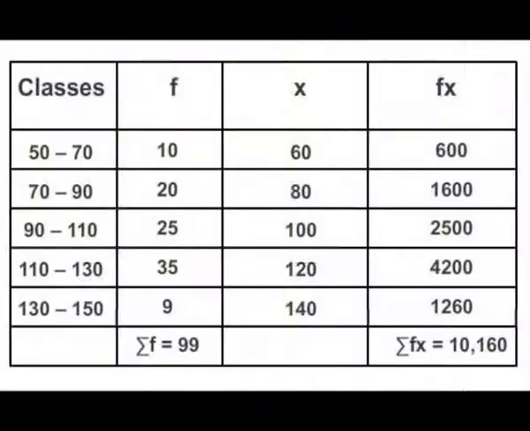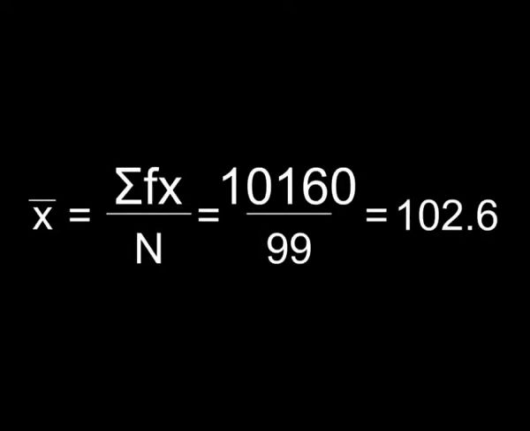Example, the table. Computation of mean. X bar equals sigma of fx divided by n equals 10,160 divided by 99, which equals 102.6.